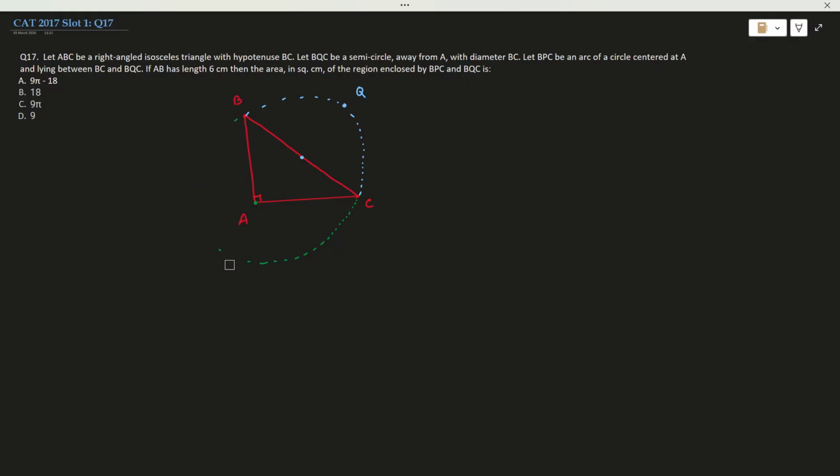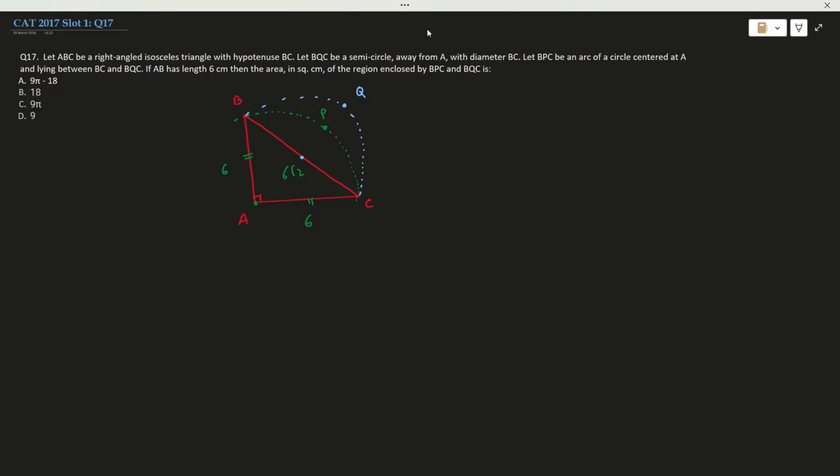So that means it will be like this. Alright guys, whose center is A. Let's say this is P. And this is an isosceles triangle. So this side equal. If AB has length 6 centimeter, that means AC is 6. This means this is 6 root 2 centimeter. Alright guys. Then the area in square centimeter of the region enclosed by BPC and BQC.